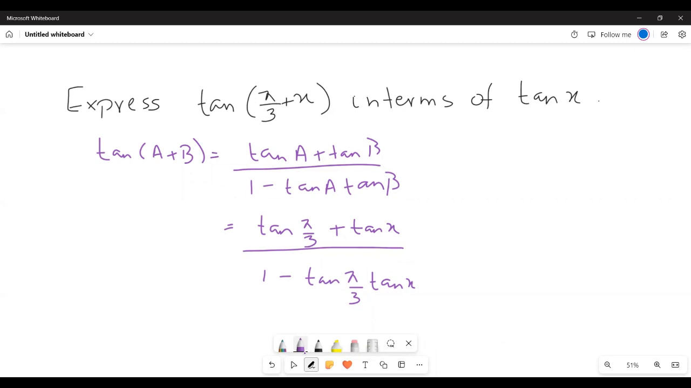Okay, so what is tan pi by 3? Tan pi by 3 is, I believe, square root of 3. So that would be square root of 3 plus tan x upon 1 minus square root of 3 tan x. That's the answer. Another question?